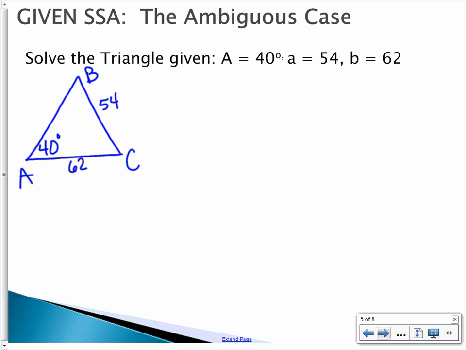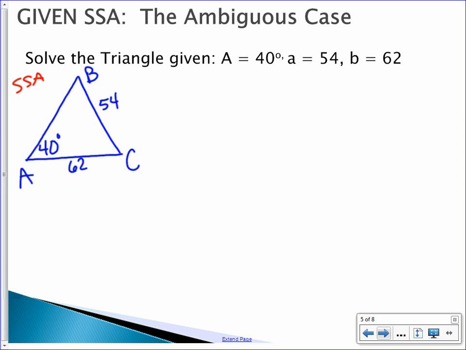So here we go. What is the first thing? First of all, we have two sides and an angle not included, so this is a side-angle. We know we have to use the law of sines. We also know this is going to be an ambiguous case, so we have to see if there are going to be two solutions.